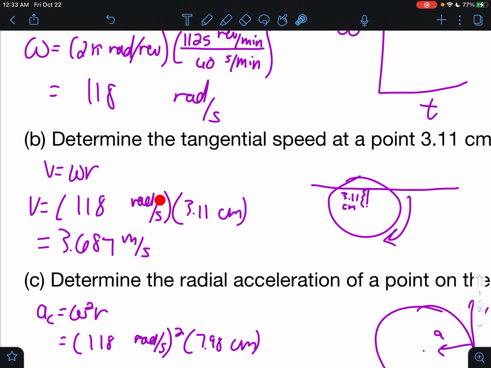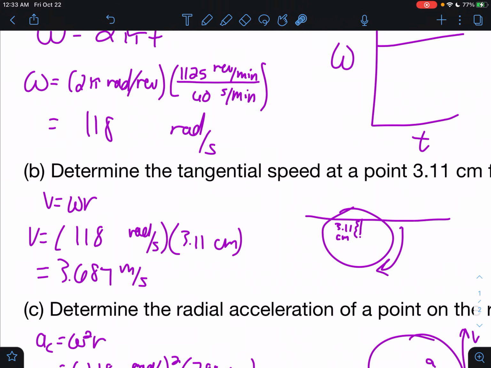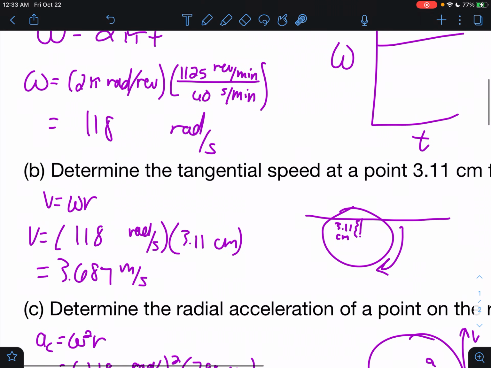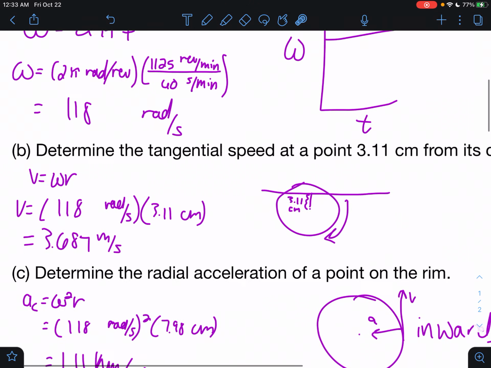Also, a big part of this was converting centimeters to meters. So this would be 118 times 0.0311. That was also something that I messed up a couple of times before I realized this needs to be in meters and this is centimeters.